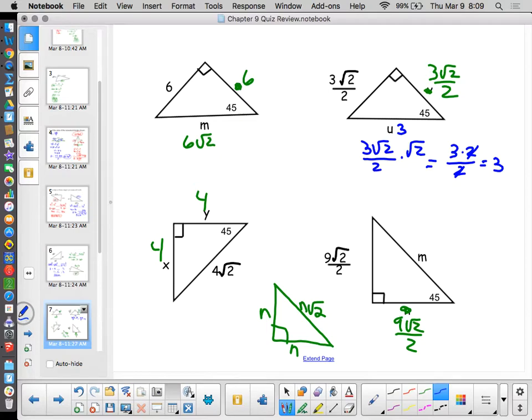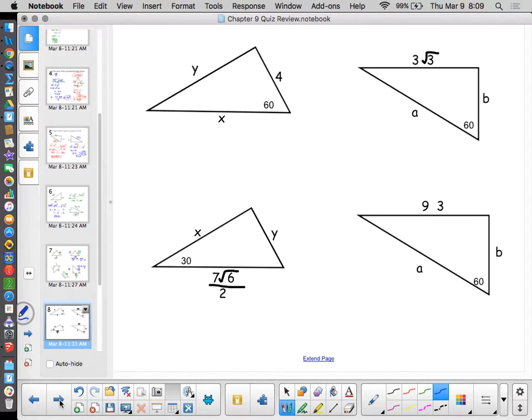And this one is 9 root 2 over 2 times the square root of 2, which is 9 times 2 over 2. The 2's cancel, and this is 9. Okay, so that's that pattern.